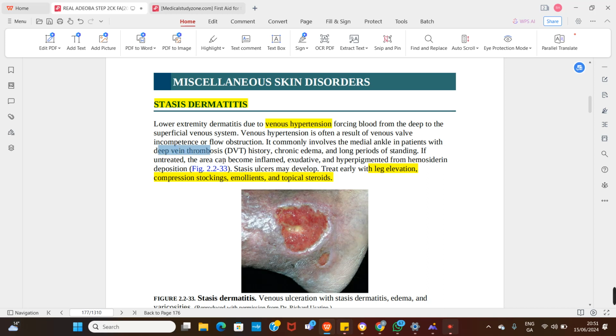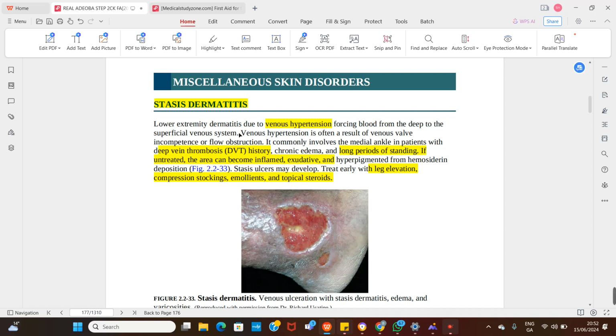So sometimes it might be history of DVT, recurrent DVT that occludes the venous drainage, blood will pool within the vein, venous hypertension, then the blood will flow through the capillary, open up the capillary with extravasation of blood through the capillaries. People that stand for a long time, all these things can increase venous pressure. So the area will become inflamed, exudative, hyperpigmented from hemosiderin deposition. Stasis ulcer can develop, particularly at the gaiter area, the superior medial aspect of the ankle.